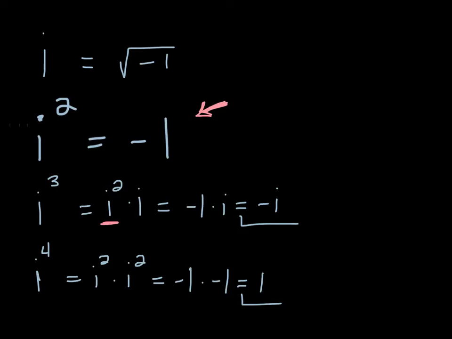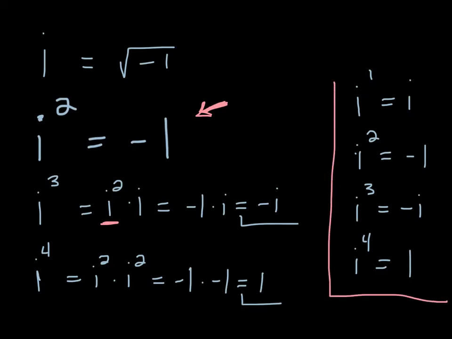Okay, so consolidated, what this is, we have i to the 1 power, well that's just i. i squared is negative 1, i to the 3rd is negative i. To me that's the weirdest one in the bunch, but we move forward. And i to the 4th equals 1. This right here forms what we call the cyclic nature of the powers of i.